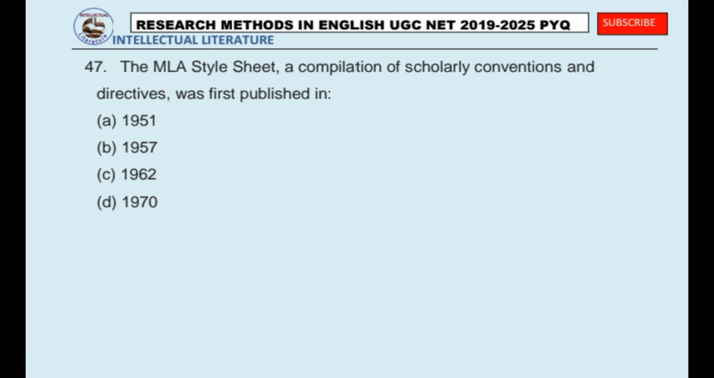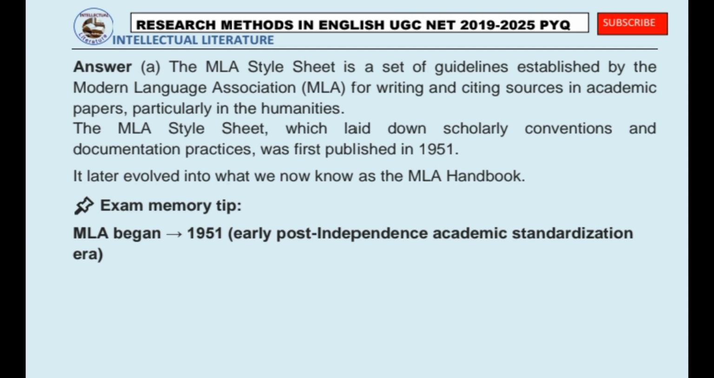The correct answer is option A, 1951. The MLA style sheet is a set of guidelines established by the Modern Language Association for writing and citing sources in academic papers, particularly in the humanities. The MLA style sheet, which laid down scholarly conventions and documentation practice, was first published in 1951. It later evolved into what we now know as the MLA Handbook.